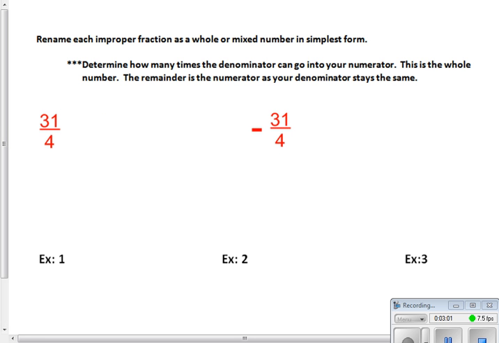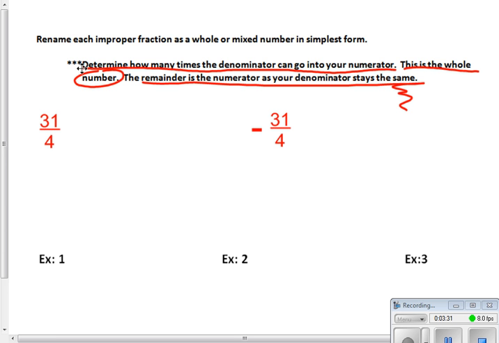Now we're going to go the opposite here. We're going to rename each improper fraction as a whole or a mixed number. When we do our conversion here, our instructions say that we need to determine how many times the denominator can go into my numerator. That will be our whole number. The remainder is the numerator. Your denominator, again, will stay the same.